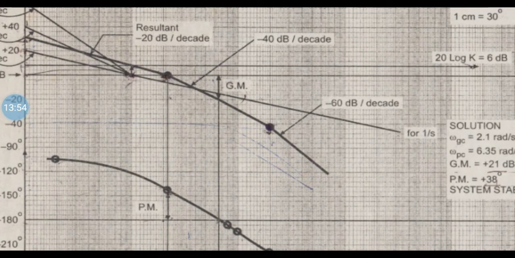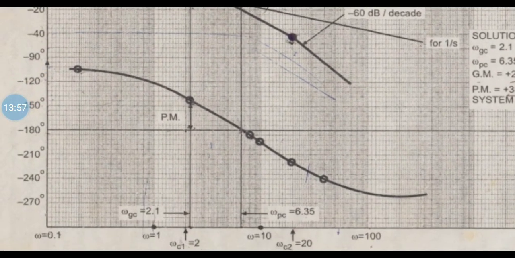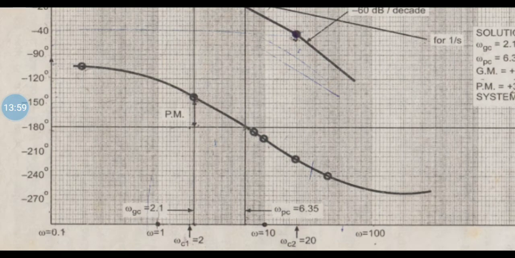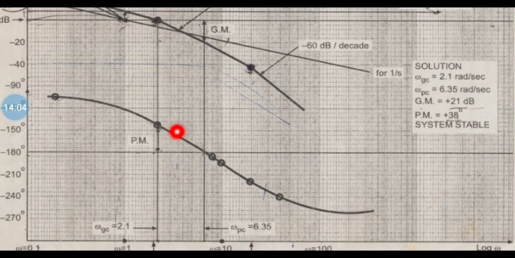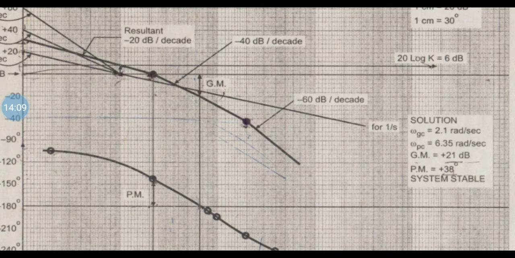Now take the phase angle table, locate all the points of angles and join all those angles. That will give the phase plot. So this is the phase plot. Now we have to find gain margin and phase margin. Where the phase angle plot crosses minus 180 degrees, extend it to the 0 dB line.